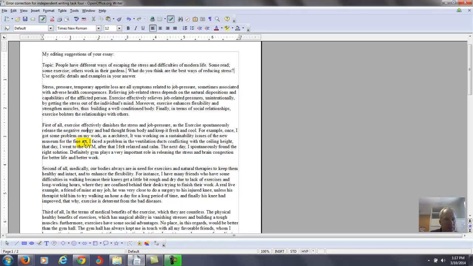How about this? I think that might be better. Spontaneously releases negative energy and bad thoughts. How about from the mind and body? Because you release negative energy from your body, perhaps, and then you get the bad thoughts out of your mind. I would say to keep it fresh and cool, though.